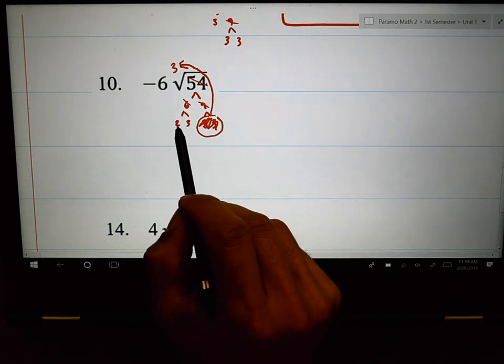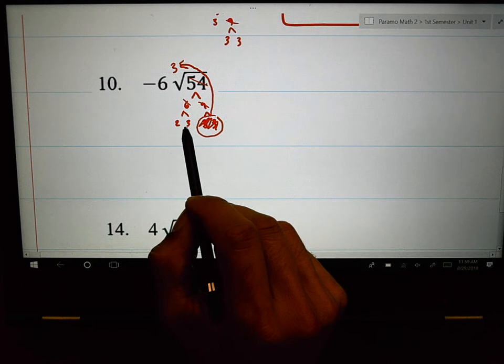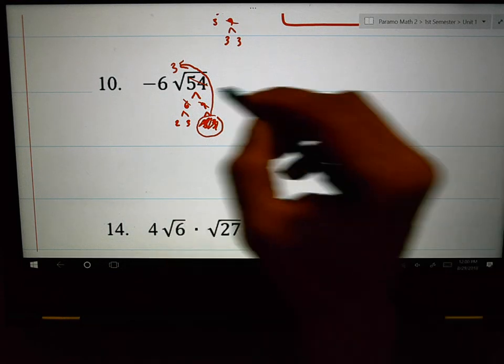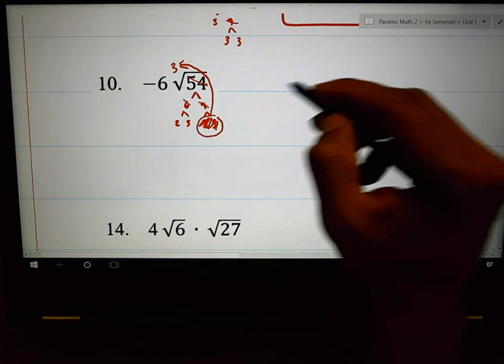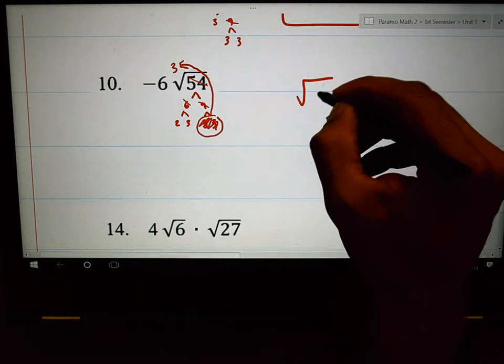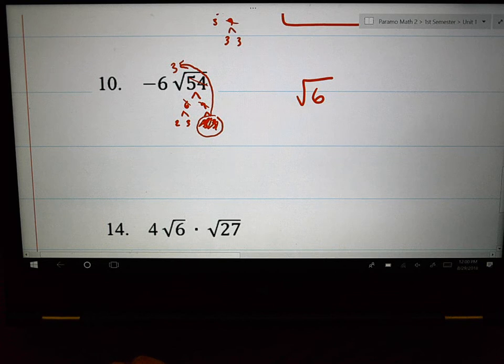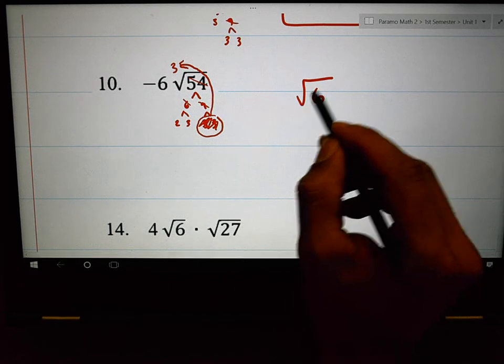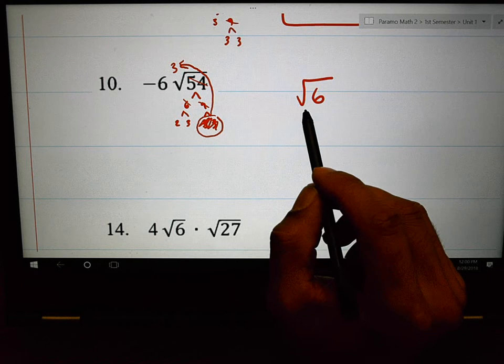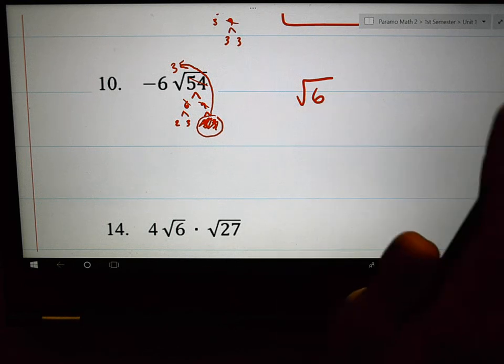Does this have a pair? Does that have a pair? No. What do you do with it when it doesn't have a pair? You put it back together. And those are still inside the jail. Root 6. I say root 6, or I could say radical 6. Either one means the same thing.